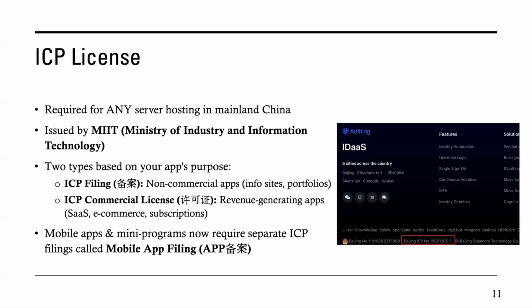And from last year onwards, mobile app filing is also required, which means if you have a mobile app, or even a WeChat mini program, you need to get a separate ICP filing for that. And for ICP filings or ICP licenses, you can usually see on Chinese websites that they mention the ICP number at the bottom, usually in the footer. And this basically ensures that the website or the web platform is actually compliant with the Chinese regulatory regime.